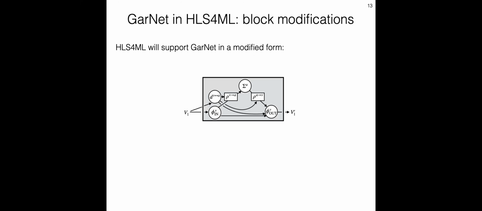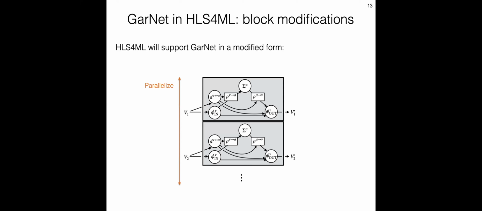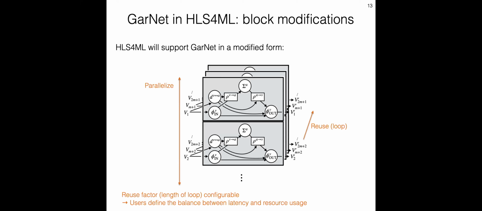Okay, so the modifications that have been made to GarNet to fit it on an FPGA, implemented in the HLS4ML framework: first, we parallelized the block, so you have copies of this GN block for different vertices. But obviously, you can't have thousands of copies of these rather complicated GN blocks. It would cost too many resources. So there's the reuse, which is basically a time loop. This reuse factor, the length of the loop, is configurable, so users can choose between resource usage and latency, as always.